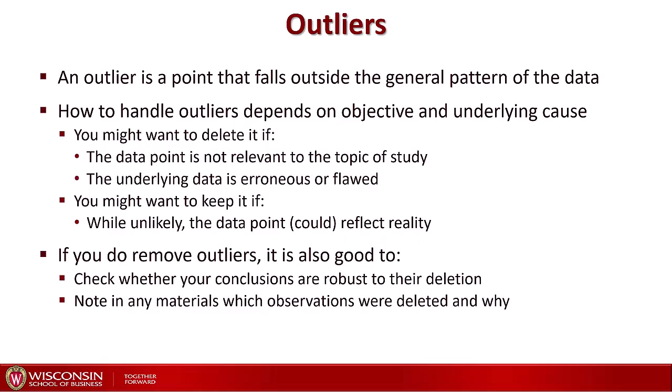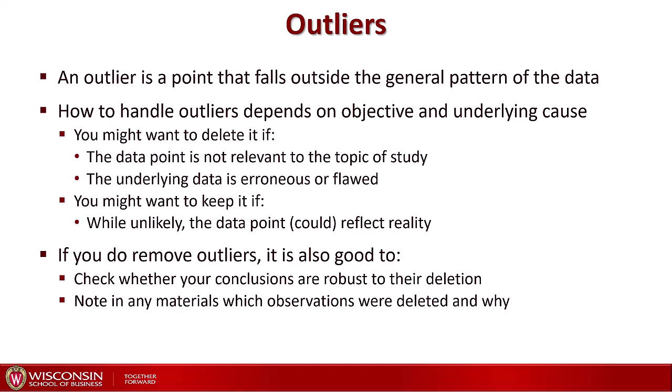Now, in other cases, we may want to keep the outliers in our data. Specifically, we might want to keep the outlier if, while unlikely, the data point could reflect reality. Again, it may not be a common outcome, but it's a possible outcome. And that's going to help inform the uncertainty around our predictions, because unlikely things might happen. We never simply throw out outliers because they are outliers. We're going to throw out outliers if we know that they are erroneous or if we know that they are not relevant for our topic of study.